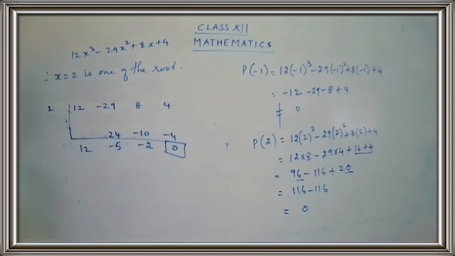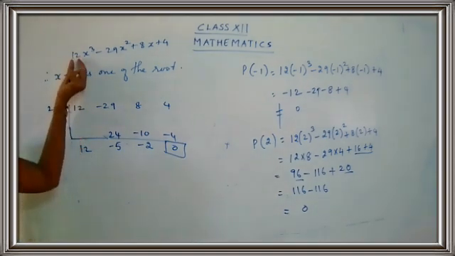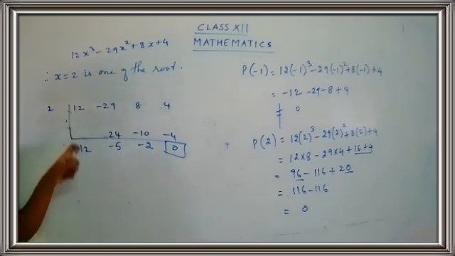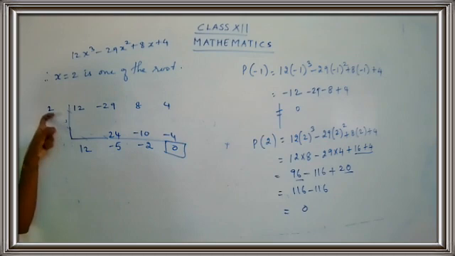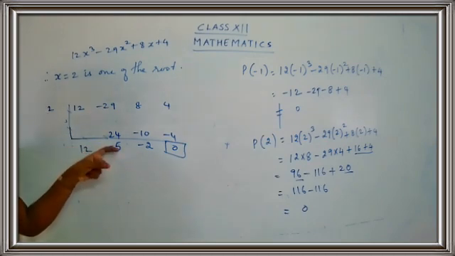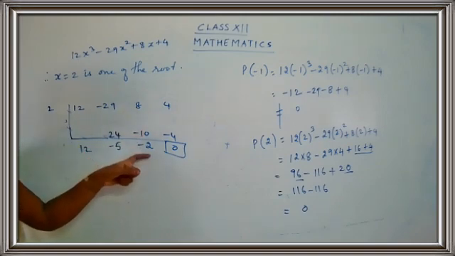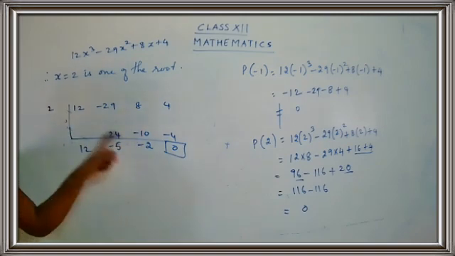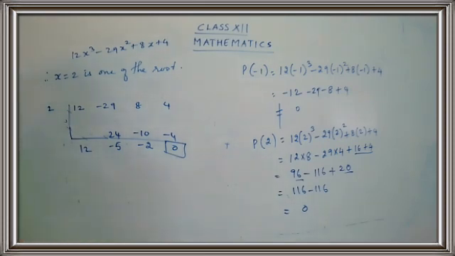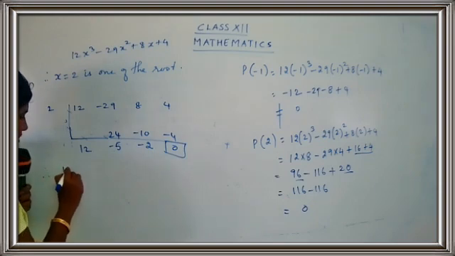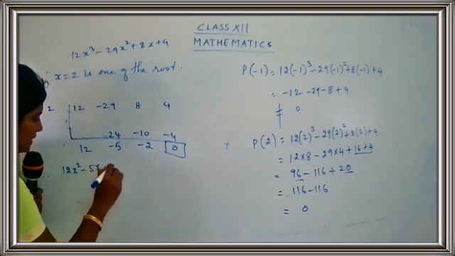So what we got here: 12, minus 5, minus 2. Are you clear with the synthetic division, children? We write down only the coefficients along with the sign. 12, minus 29, 8, 4. The first number will be taken as it is, 12. 12 2s are 24. Minus 29 plus 24, minus 5. Minus 5 into 2, minus 10. So 8 minus 10, minus 2. Minus 2 into 2, minus 4. So 4 minus 4 gives you 0. Therefore you get 12x square minus 5x minus 2.